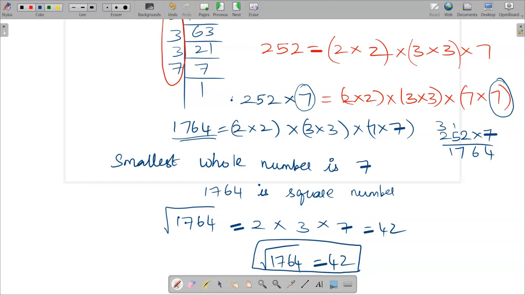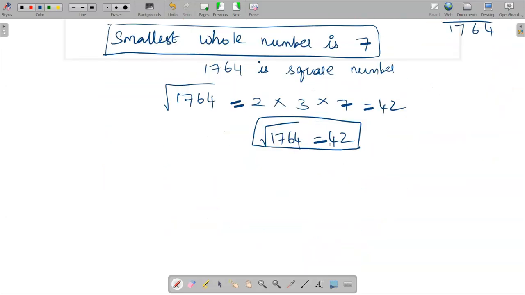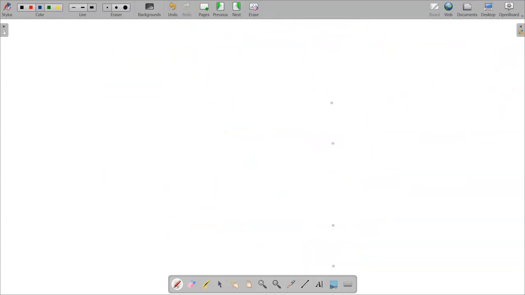So the smallest whole number is 7, and the square root of 1764 is 42. This is the answer for the first problem. Similarly, we have to do the other problems which have been given. So the second problem is 180. For 180 we first have to find the prime factorization.